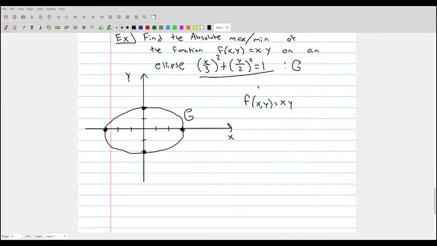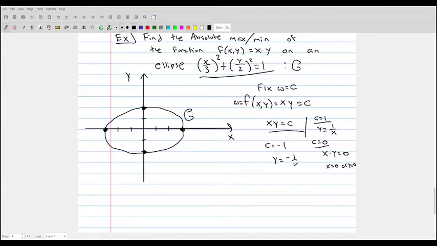But to get the level curves, we fix the output of the function to be equal to some fixed c value, which gives us curves of the form x times y is equal to c. And we've seen that for various values of c, this gives us different curves. So for instance, when c is equal to 1, you get the curve y is equal to 1 over x. When c is equal to 0, you get the curve x times y is equal to 0, or x is equal to 0, or y is equal to 0. When c is equal to negative 1, you get the curve y is equal to negative 1 over x.